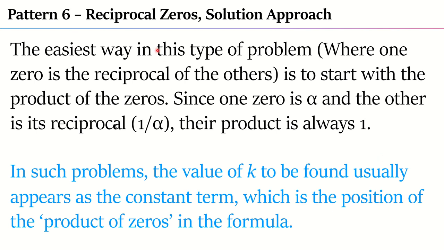The easiest way to solve this problem, where one is the reciprocal of the other, is to start with the product of the zeros, because one zero is alpha and the other is its reciprocal 1 by alpha, their product is always 1. So this is the most quick trick or tip which you should hit upon. In this problem, the value of k or the unknown you need to find is in the constant term, which is the part of the equation which forms the product of the zeros. This is why I have shaded it in blue. This is not necessarily the case, but most of the time you need to find something related to the constant term of the polynomial.